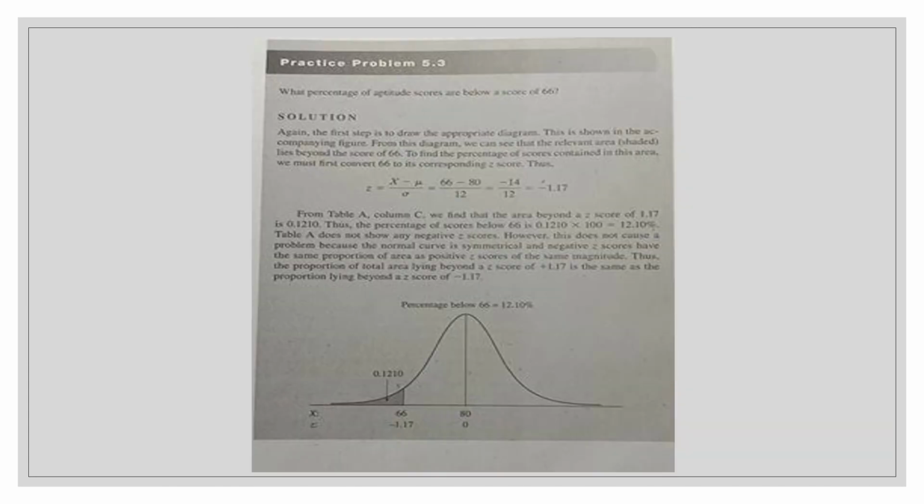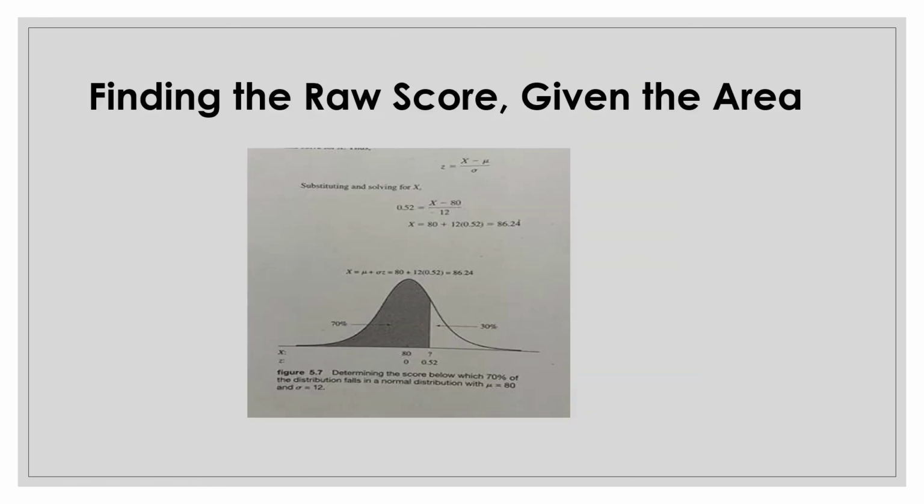So the next slide is another practice problem. So you have here the solution for this problem, and then another slide would tell us another practice problem, which is practice problem 5.3. Okay, so here is another table that shows us finding the raw score given the area. And that is all for our presentation for today, and thank you.